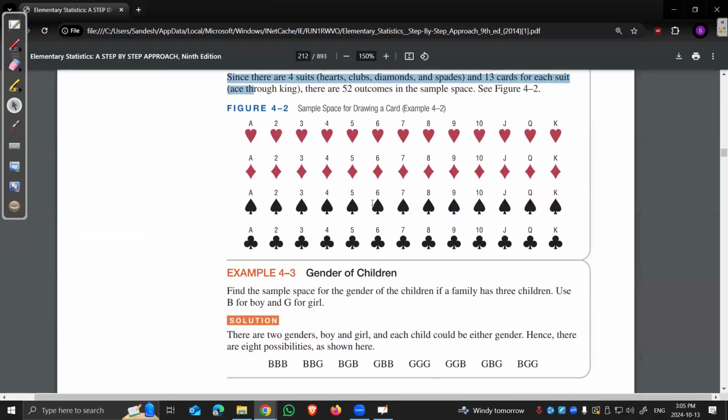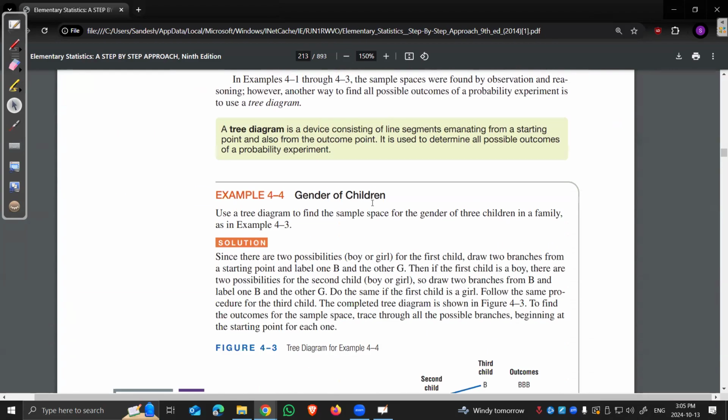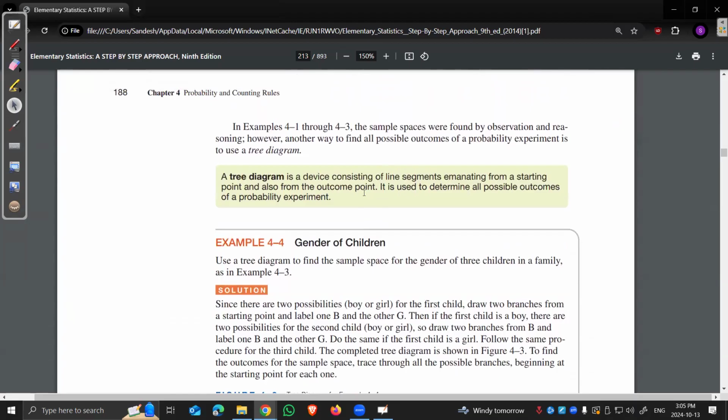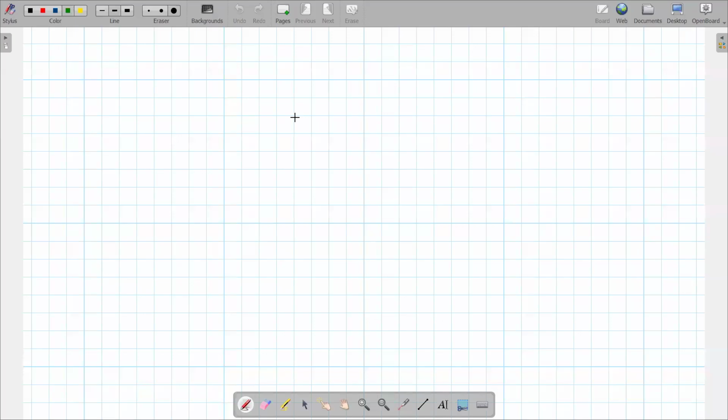They're not going to quiz you on what is a sample space. They will quiz you on something like this. Use a tree diagram to find the sample space for the gender of three children in a family. All right, let's do this. So now we're talking about something called a tree diagram. This helps you see the sample space, which I'm going to call outcomes from here on out.